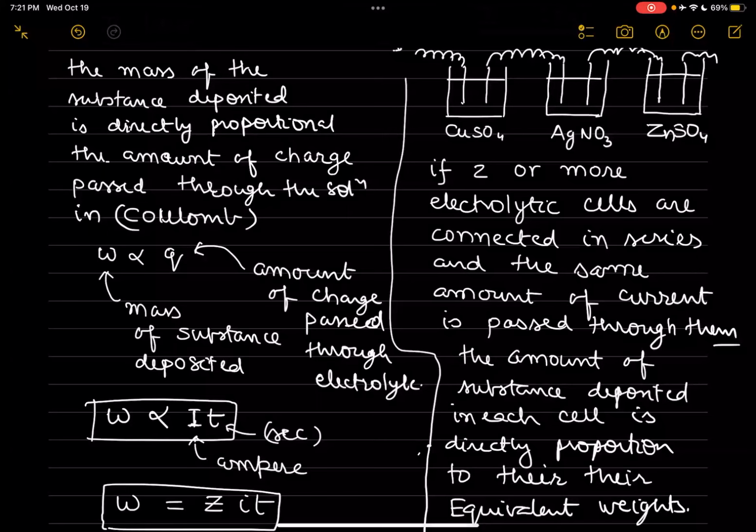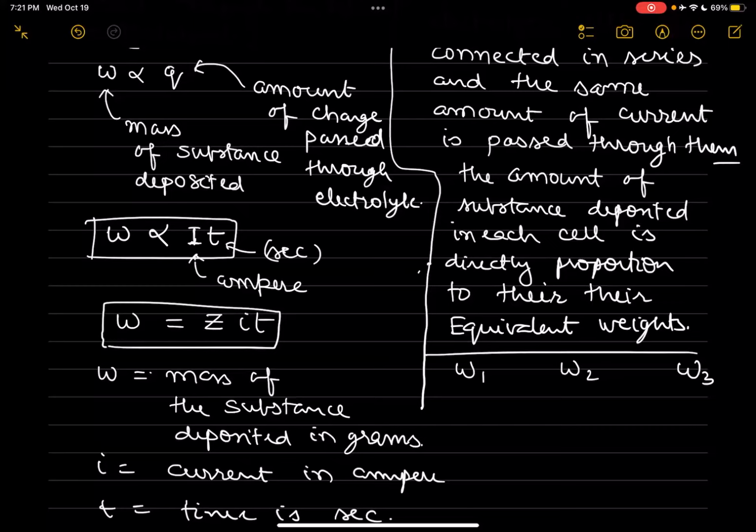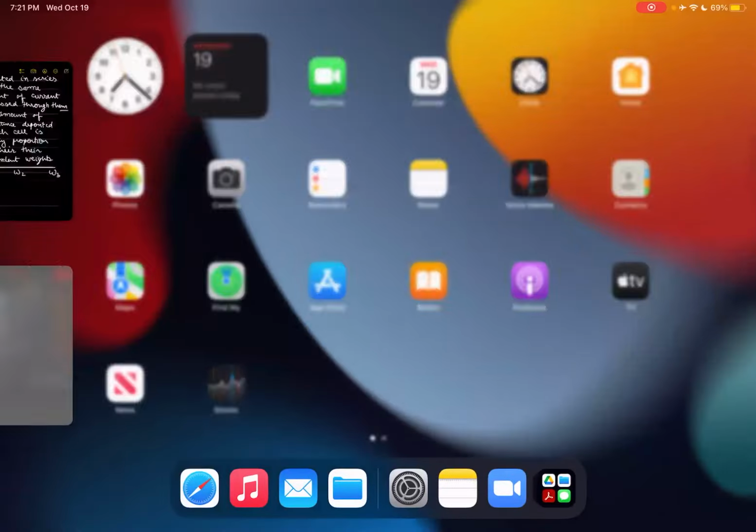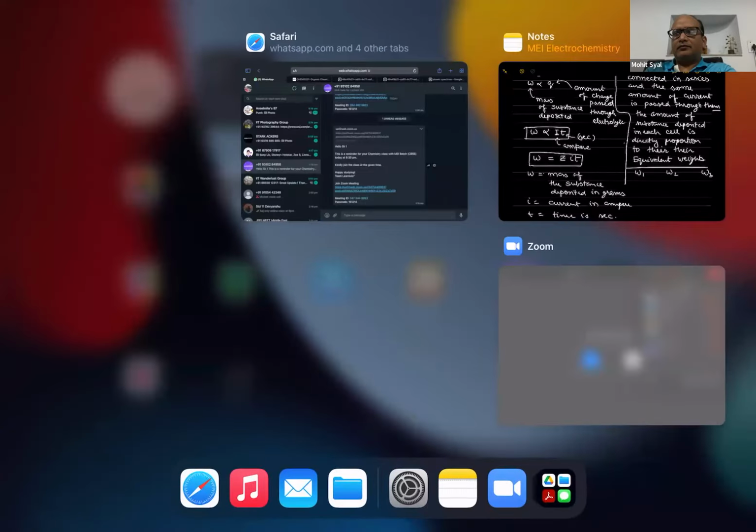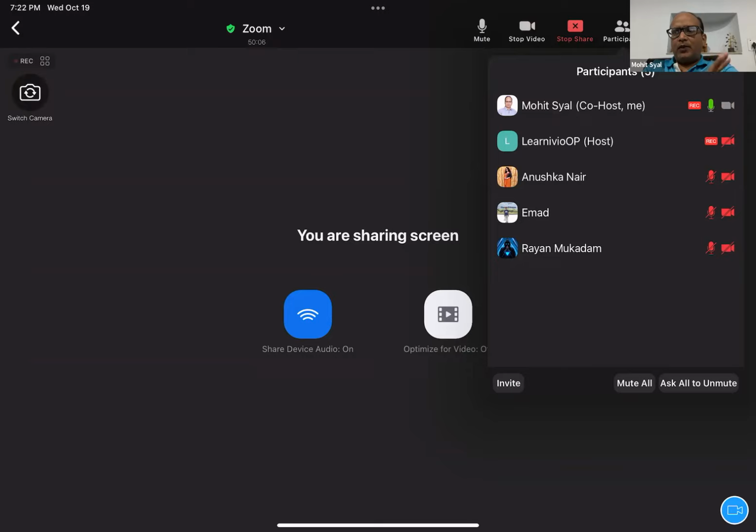I will explain once again. So if the electrochemical cells are connected in series, then the amount of substance deposited in each cell is directly proportional to their equivalent weights. Clear? So the amount of substance which is going to get deposited is directly proportional to their equivalent weight.